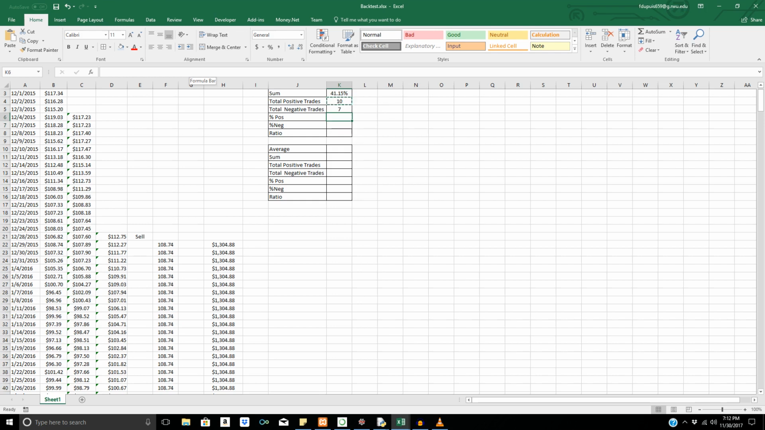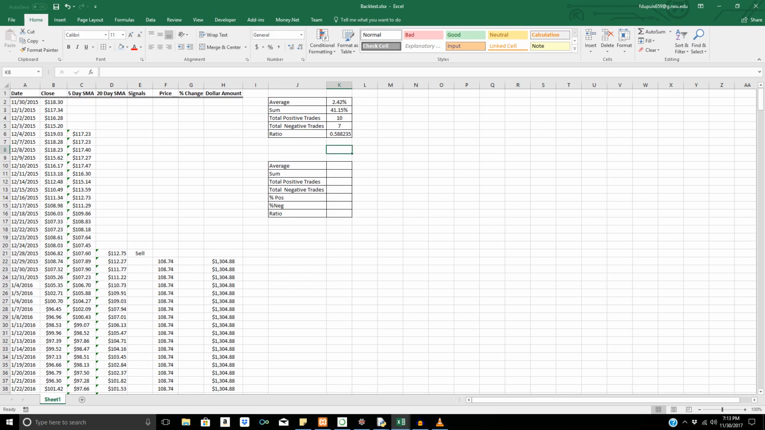So let's do that. We can say total positive over that plus that. So we have a ratio there, and we could also get this in a percentage basis, but I don't think that's necessary. So we could calculate the sum of all the positive trades as well. But I think you guys get the point of what you can do here. Now with the dollar amount, we can see how much we actually lost.